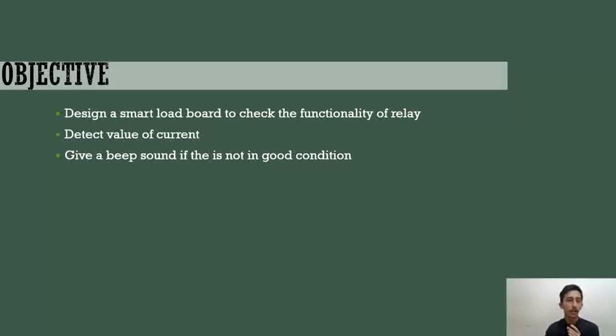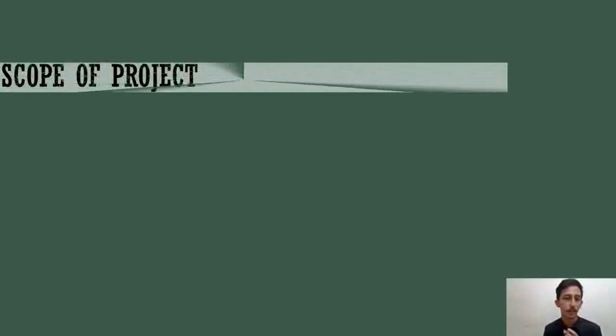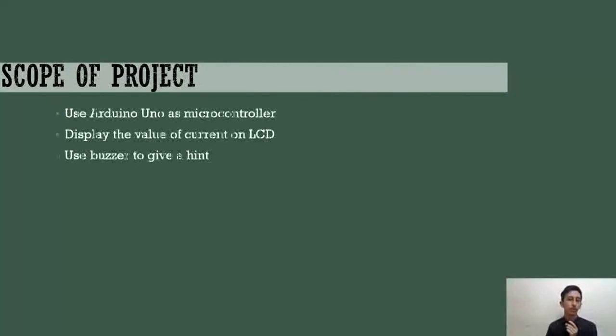Let's go to the project scope. First, I will use Arduino Uno as a microcontroller, and then an LCD will display the value of current. And the last one, I will use a buzzer to give a hint if the relay is in bad condition.